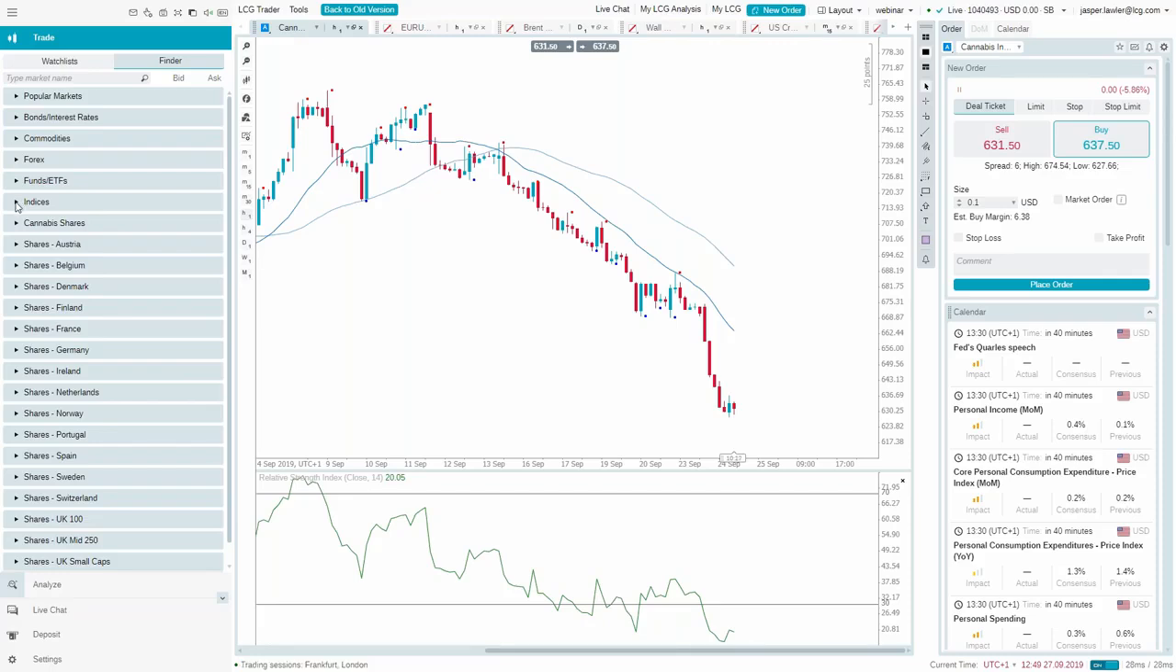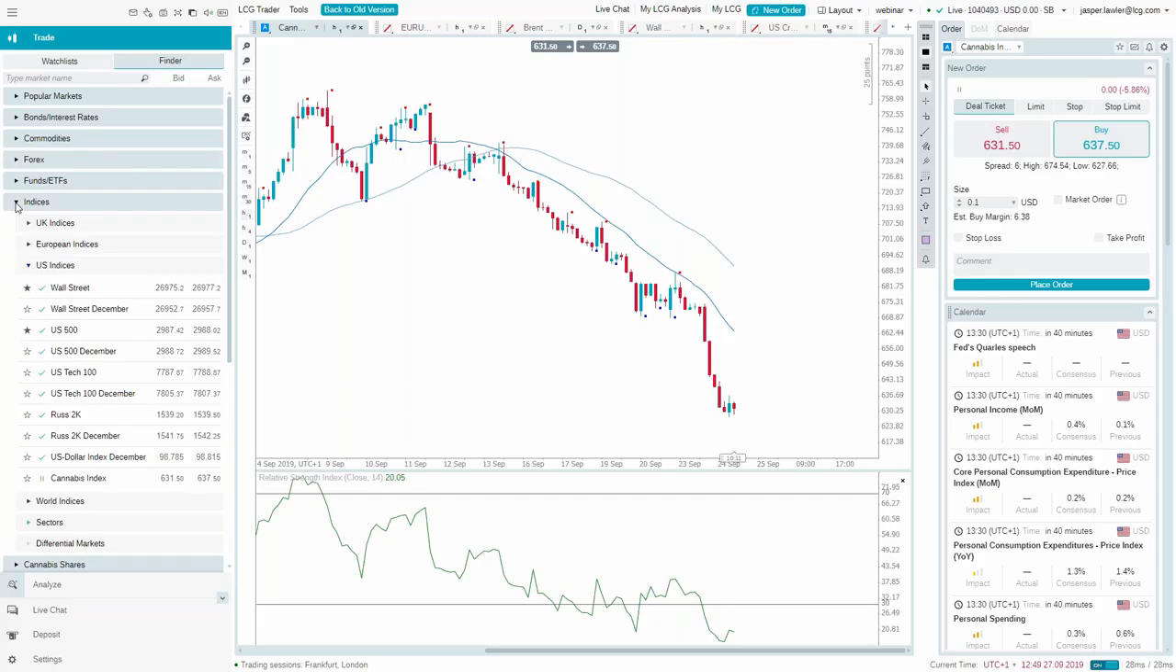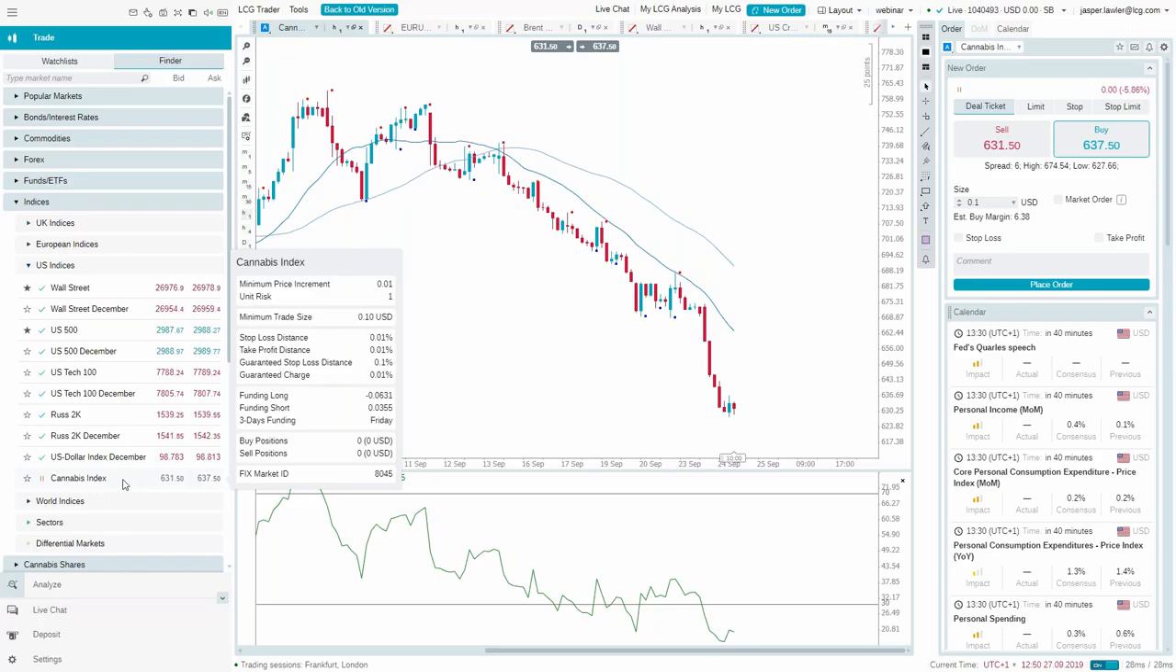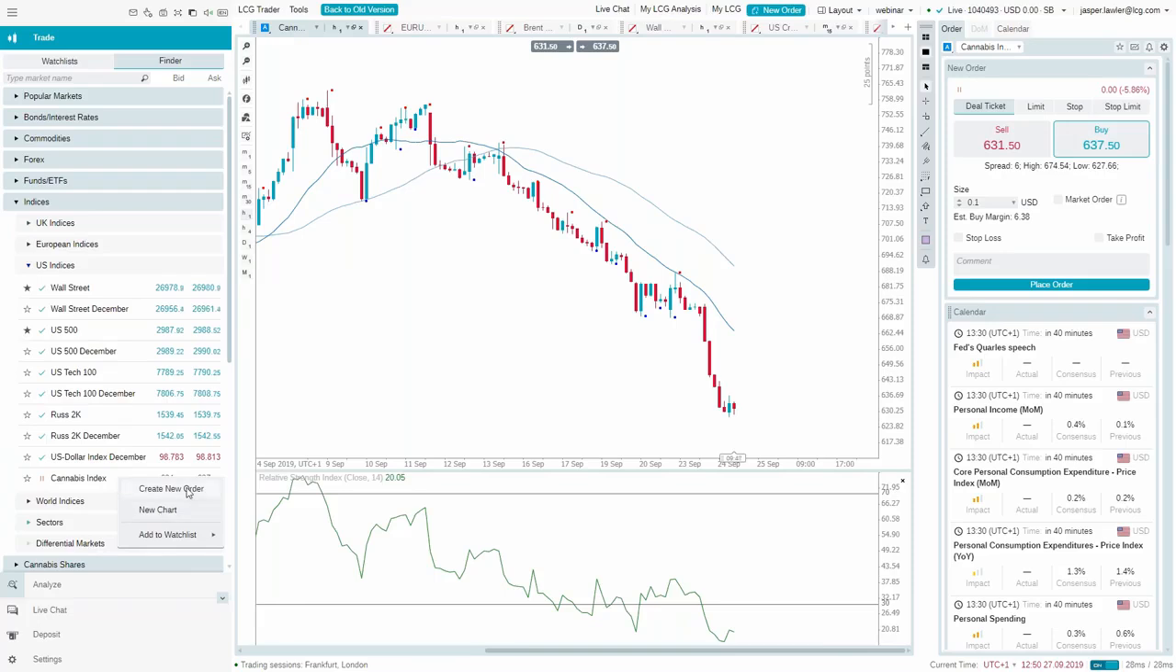So it is an index. So in the Trade Watch area here, it's under indices, and then as we said, it's a US index. And then at the bottom there you can see Cannabis Index, and it's got all the details that you need to know in terms of the trade statistics, how you can set your stop losses, guaranteed stop loss, the funding charges for holding it overnight, etc., etc. And so obviously what I do here is I create a new chart, or get a new order in the deal ticket as you would always do. So I think that's simple enough.